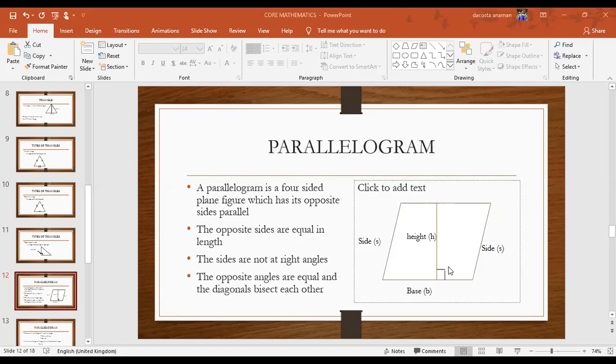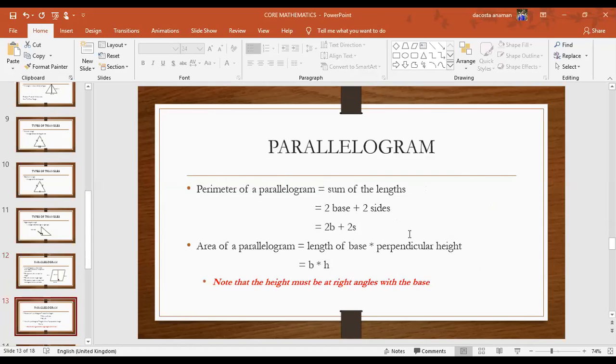Now the opposite sides are equal in length, and the angles are not right angles, which means that they are not at 90 degrees. But there is a height that is drawn in the parallelogram that must touch the base at 90 degrees. So these are some few tips that you have to take care of. You have to understand them before we continue, okay? Any question? Okay, so let's continue.